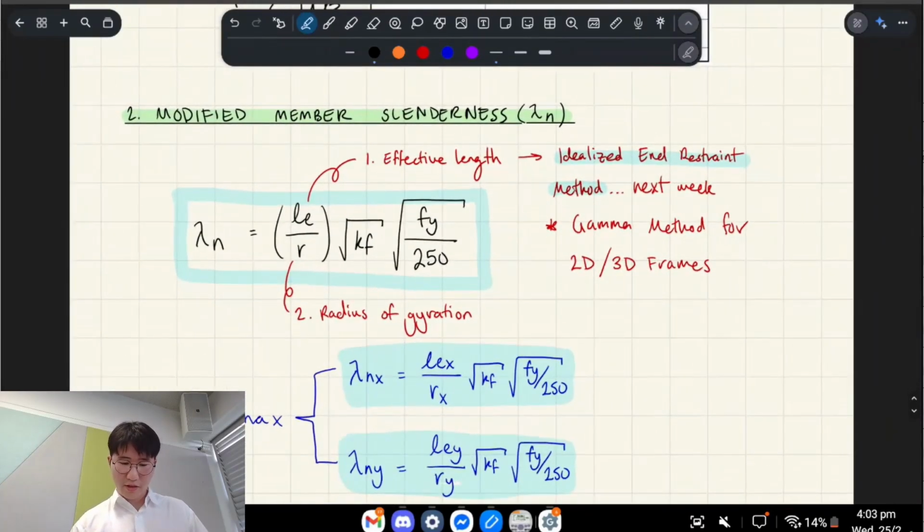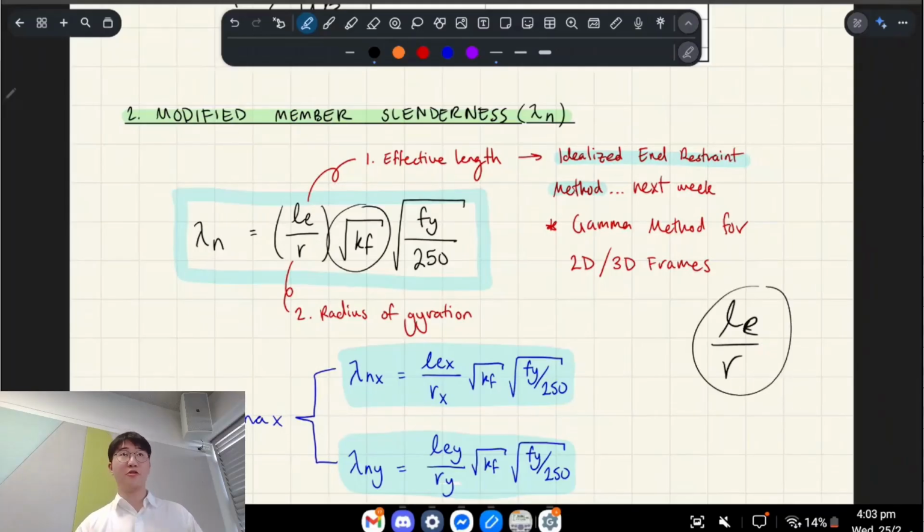Okay, cool. So remember how we were talking about the member slenderness before, which was your effective length divided by radius of gyration? Now we have a modified version. So we have that, but we also have to multiply it by the square root of kf. Yeah?